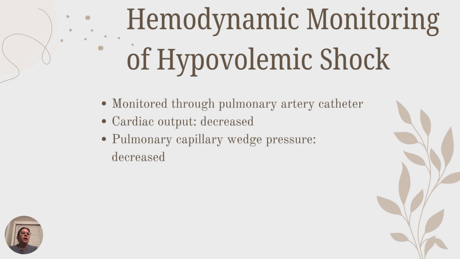So then for hemodynamic monitoring, you're going to monitor hemodynamics for all different kinds of shock pretty much the same way. It's going to typically be through pulmonary artery catheter. Sometimes you can look through an A-line. And then some of the common values, your cardiac output for hypovolemic shock is going to be decreased, and your wedge pressure is also going to be decreased.